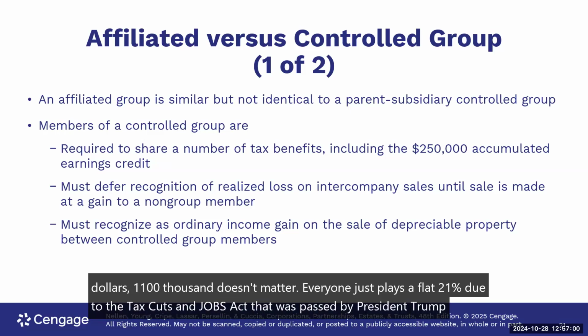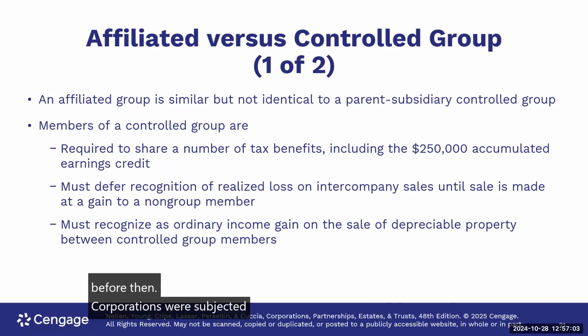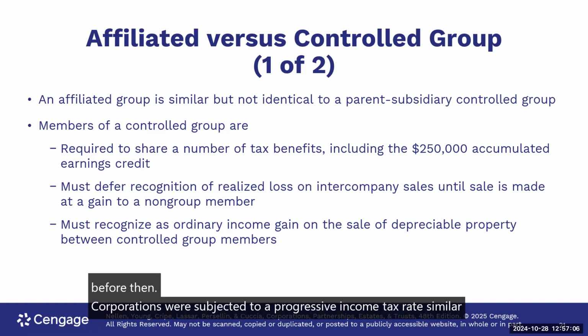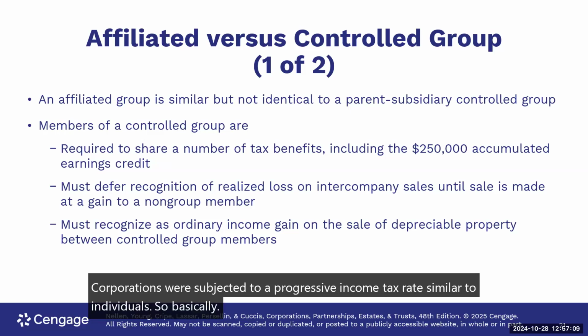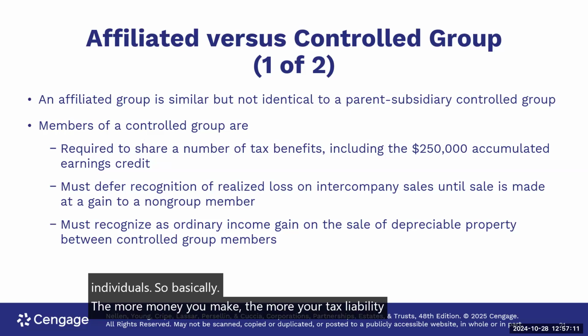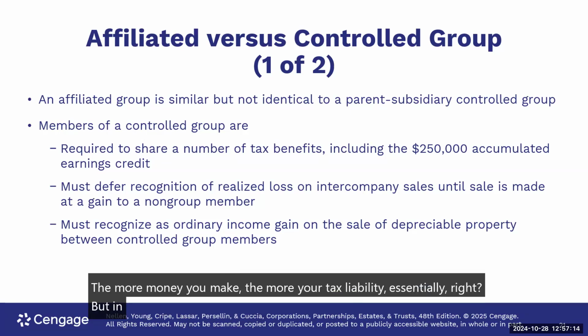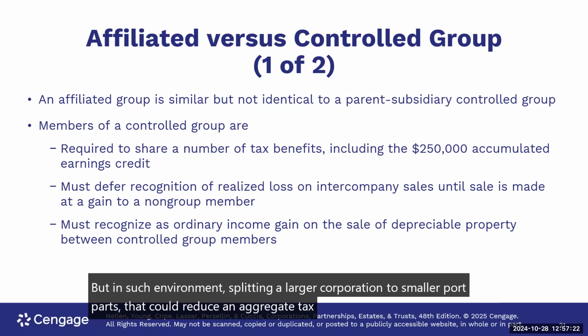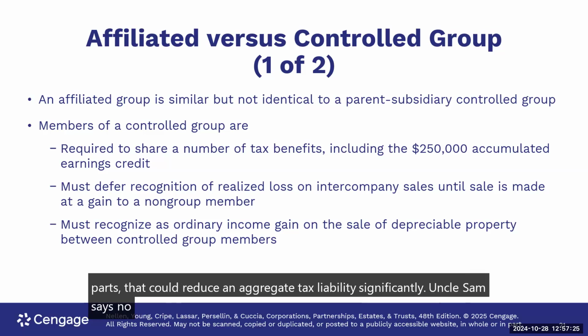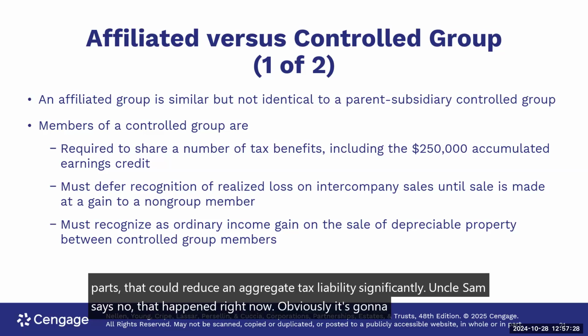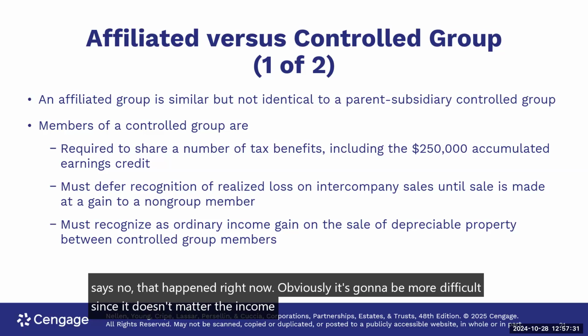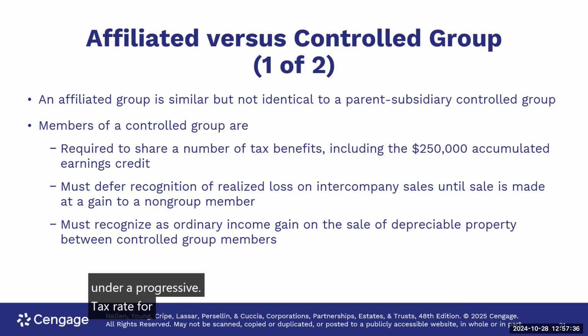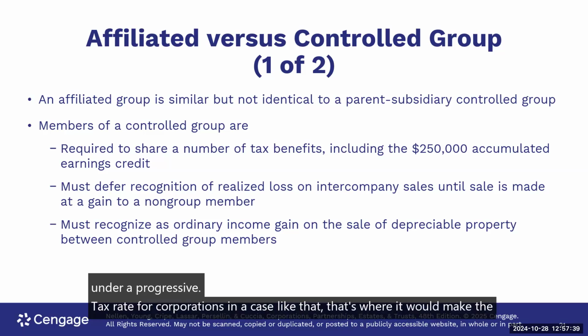But before then, corporations were subjected to a progressive income tax rate similar to individuals. So basically, the more money you make, the more your tax liability, essentially, all right? But in such an environment, splitting a larger corporation into smaller parts could reduce an aggregate tax liability significantly. Uncle Sam says, no, not happening, right? Now, obviously, it's going to be more difficult since it doesn't matter the income, everyone's at a flat 21%, but under a progressive tax rate for corporations, in a case like that, that's where it would make the most sense to take advantage of that.